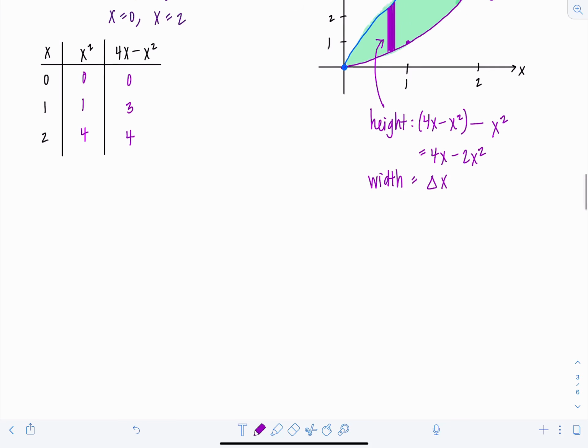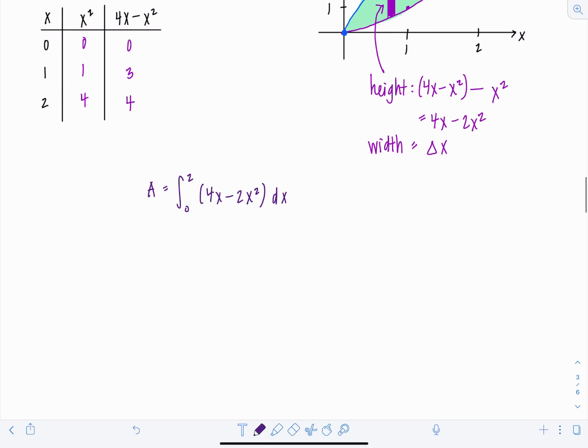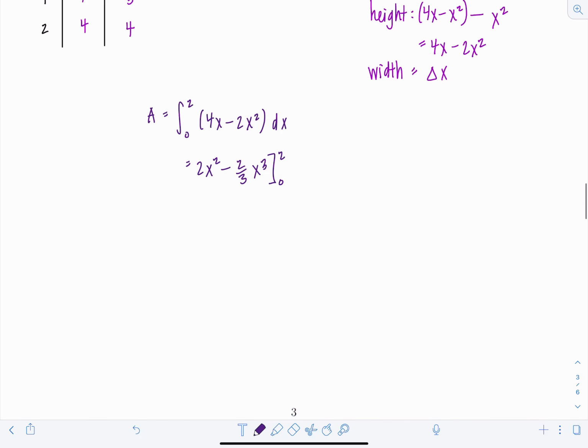So now we're ready to set up our integral. The area between the curves is going to be given by the integral from 0 to 2 of 4x minus 2x squared dx. And then now we can go ahead and anti-differentiate. Antiderivative of 4x, that's 2x squared. Then we'll have negative 2/3 x cubed from 0 to 2. And so this is going to give me 2 times 2 squared, so that's 8, minus 2/3 times 8, that's 16/3, minus, and then 0 for both those lower limits.